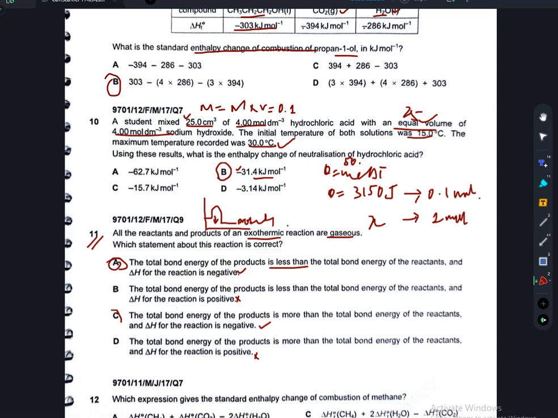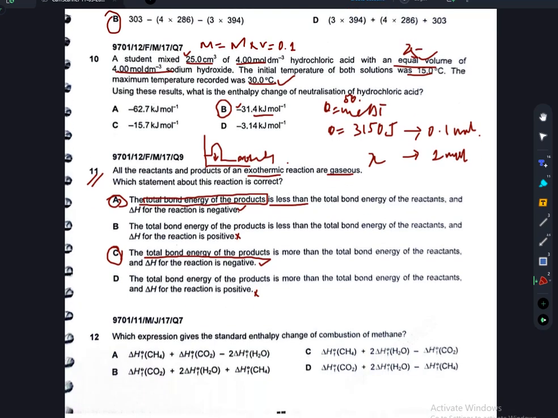But be careful again. He is saying total bond energy. Why would the heat be evolved when the total bond energy of the products is more than the reactants? That's only in this case when the heat would be evolved. So C is the right answer, because he is saying the total bond energy of the products must be higher, and that's why there is a release of energy.